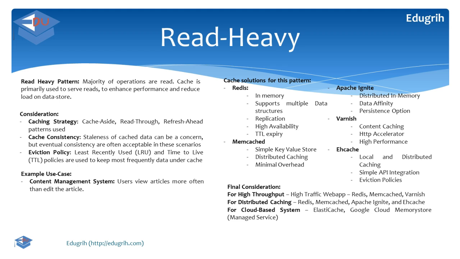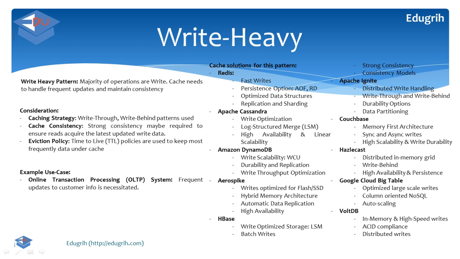So in this read heavy case, when we are talking about high throughput, high traffic web apps, then Redis, Memcached, and Varnish are the solutions to look for. For distributed caching, Redis, Memcached, Apache Ignite, and ACache. For cloud-based systems, ElastiCache, Google Cloud Memorystore as a managed service. Again, the solutions which are listed out are limited in nature. There may be many more. These are a few of the ones which I could do some analysis and recommend for this read heavy pattern.